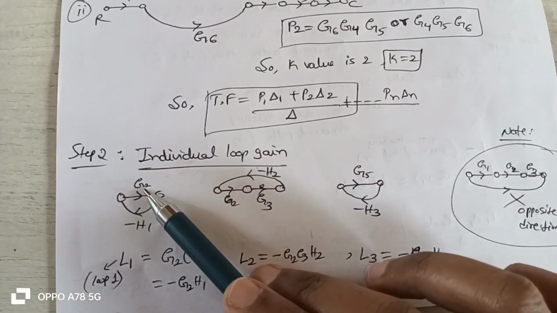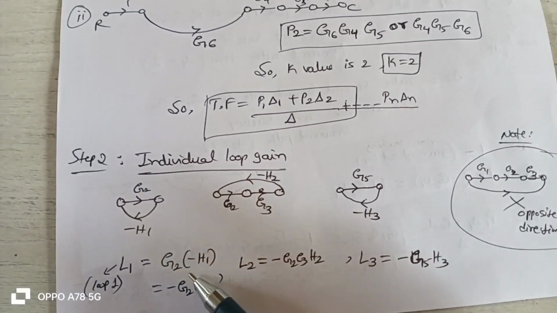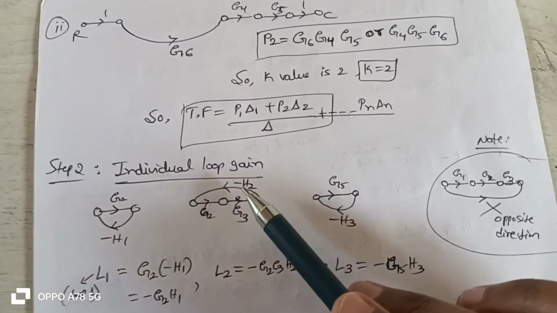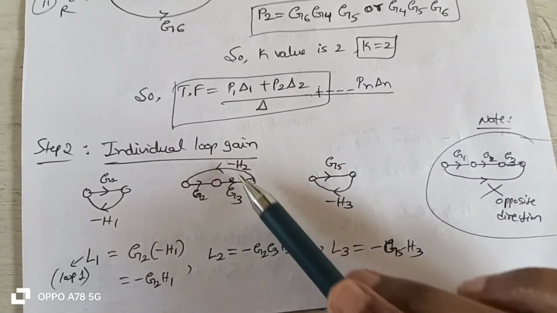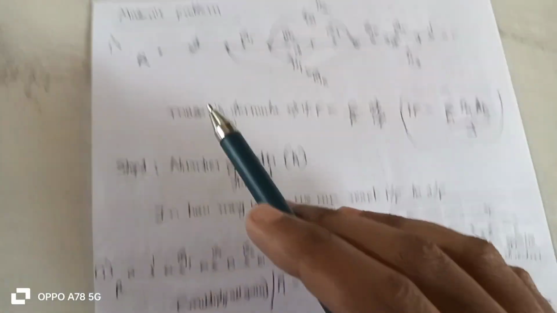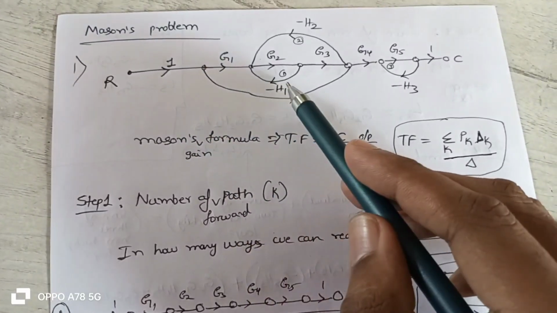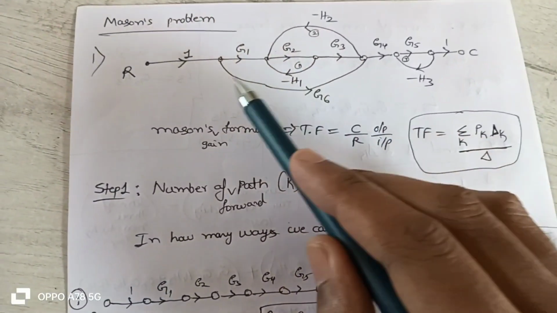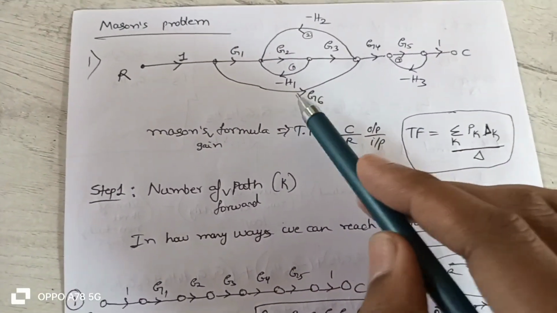It is its gain into its feedback. So minus G2 into minus H1 gives G2 H1. L2 is also the same: multiply its gain and feedback. Similarly, as you can see, we have taken minus H1, minus H2, and minus H3, but you cannot take this one because it is opposite to our direction.